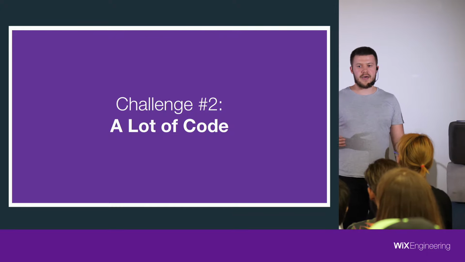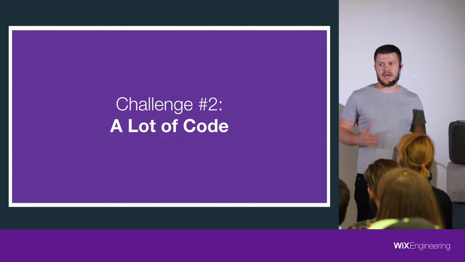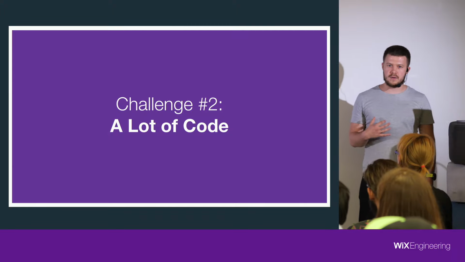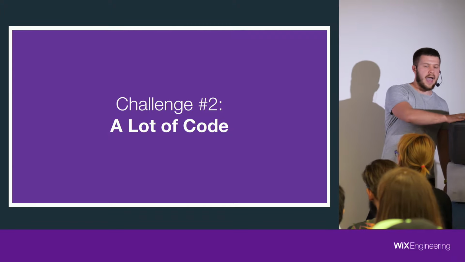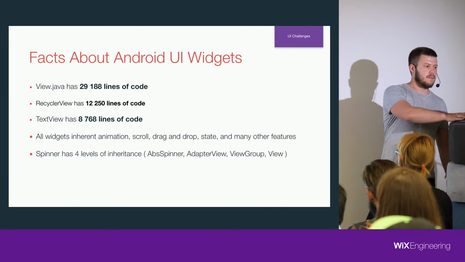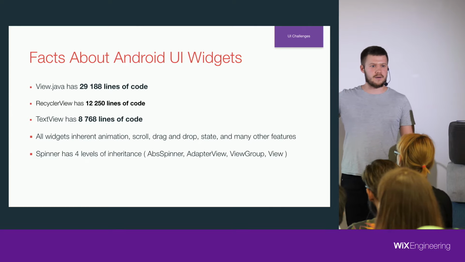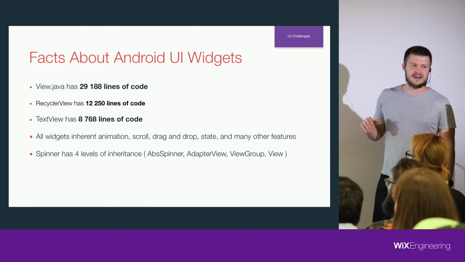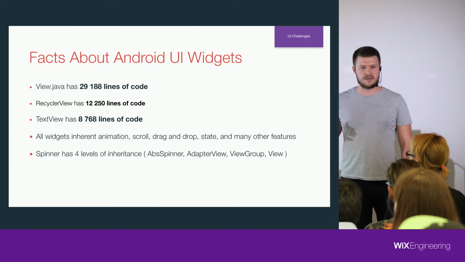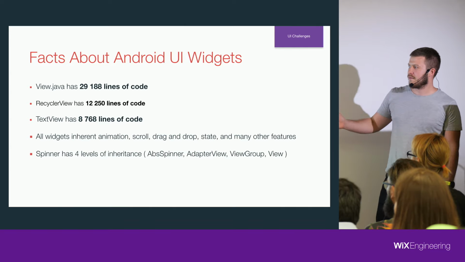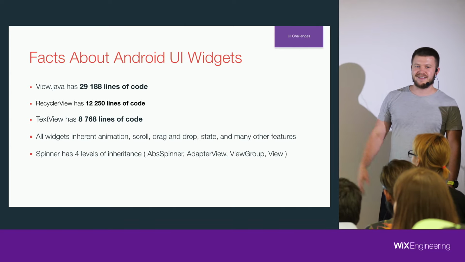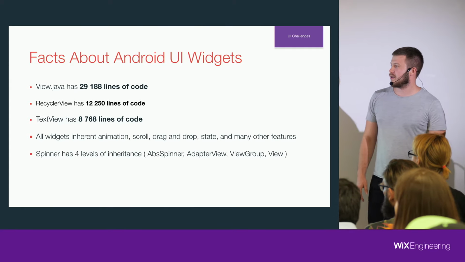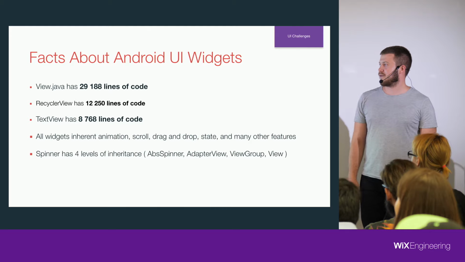But we also have another challenge that's actually very close to developers, not to clients. We have to write a lot of code. For example, I found some interesting facts, and I went deep into the source code, and I found that the View class on Android has 29,000 lines of code.